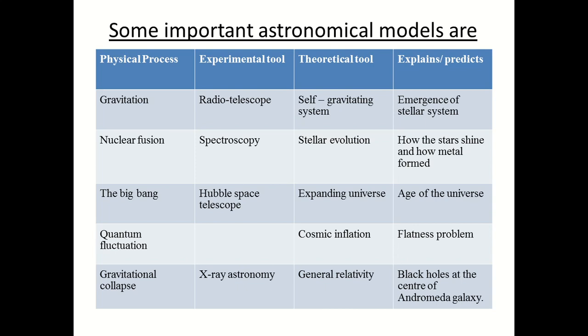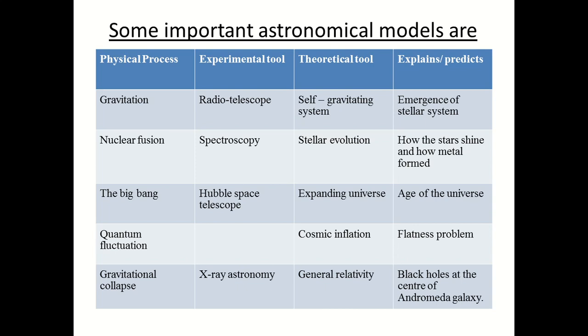As all of you know, gravitation is the attraction between any two massive objects. If anything has a mass, then these two will be attracted according to Newton's law of gravitation. So gravitation is an attractive force, the existence of an attractive force, which is the physical process. To study that physical process, the experimental tool used is the radio telescope.